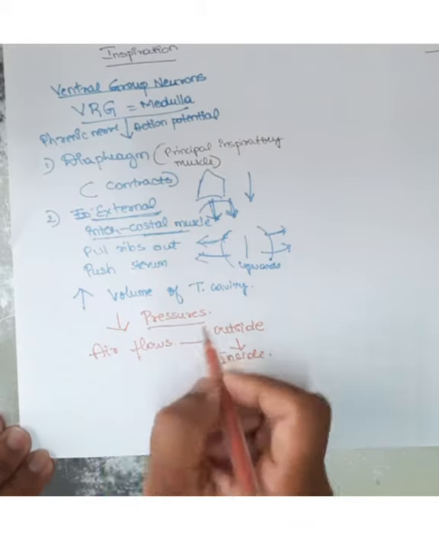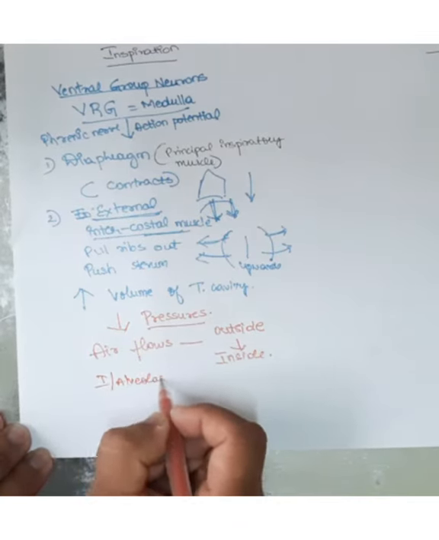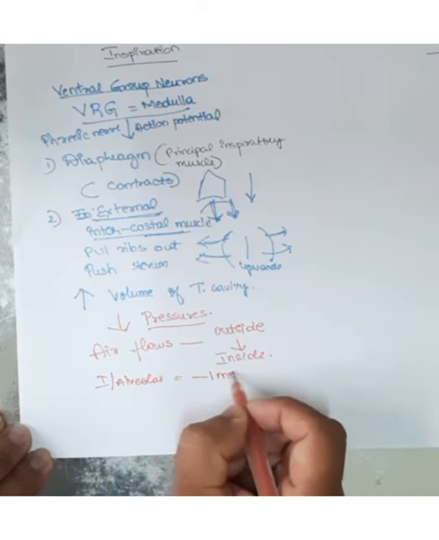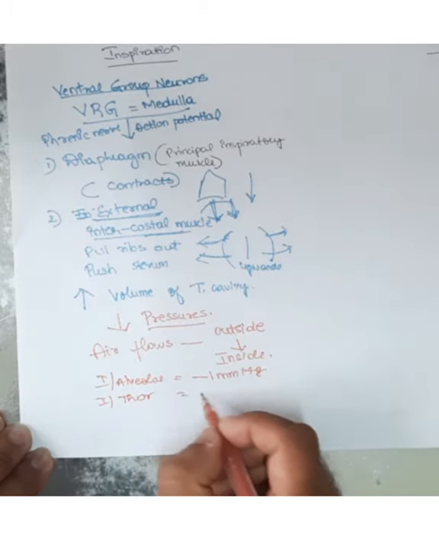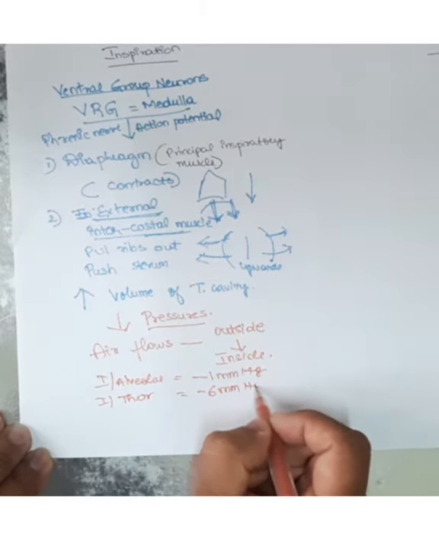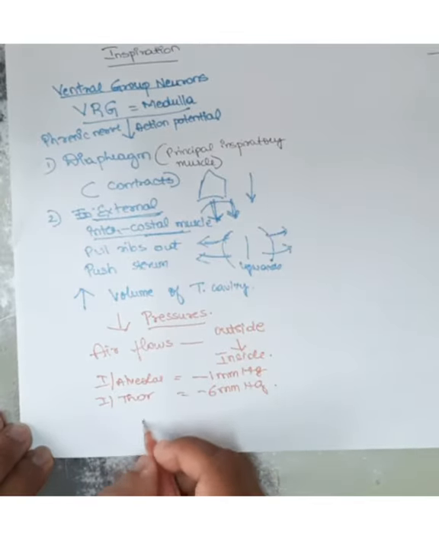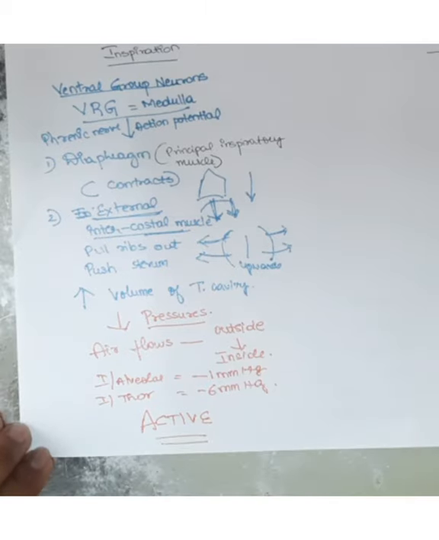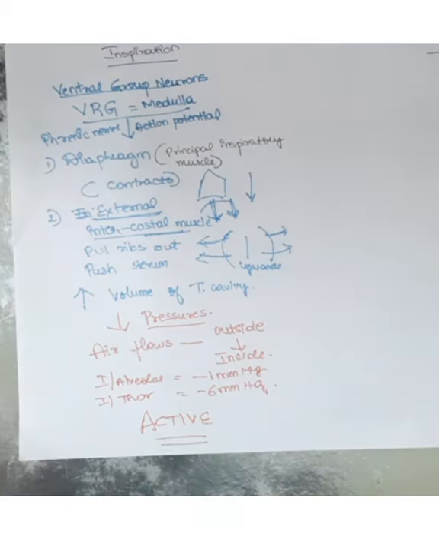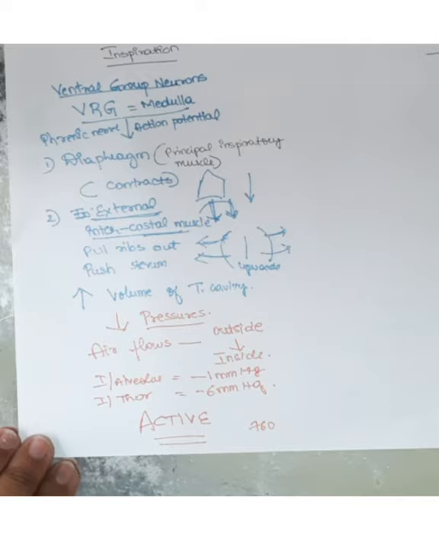So what are the pressure changes that could be seen? The intra-alveolar pressure or the pulmonic pressure goes to minus 1 mmHg. The intrathoracic pressure goes to around minus 6 mmHg. Therefore, inspiration is referred to as an active process. The air flows inside till it is equilibrated to 760 mmHg.